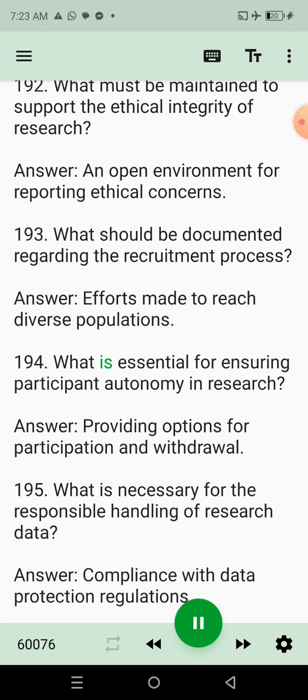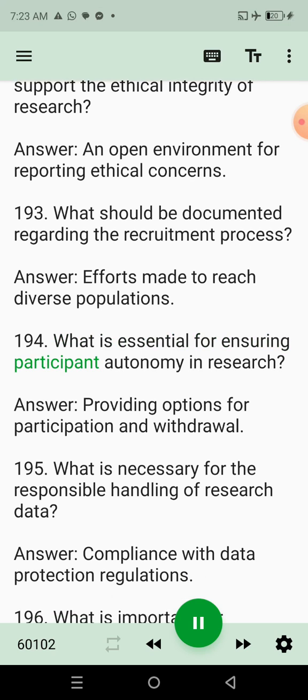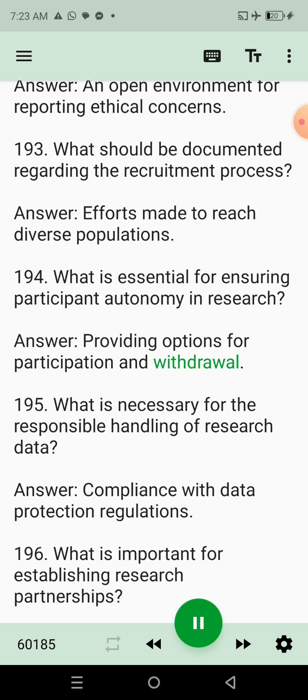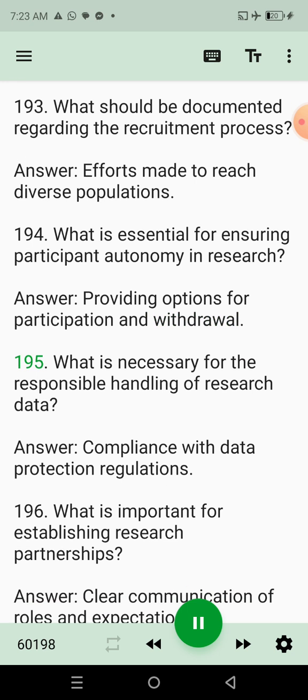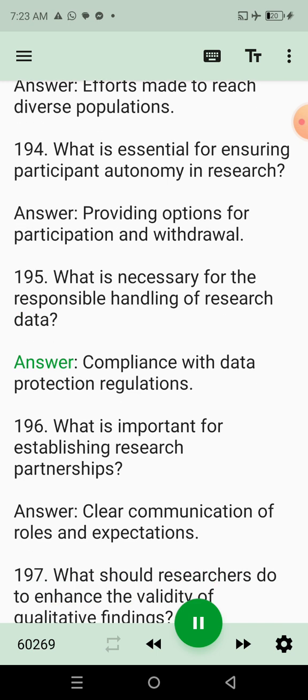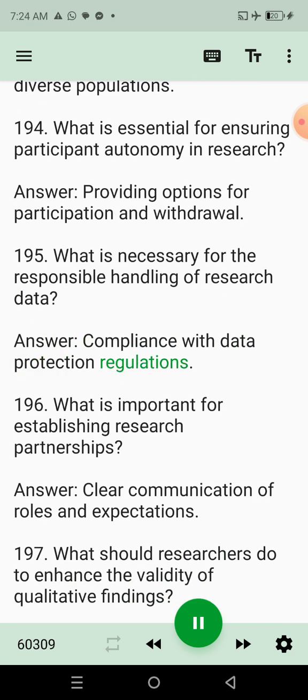194. What is essential for ensuring participant autonomy in research? Answer: providing options for participation and withdrawal. 195. What is necessary for the responsible handling of research data? Answer: compliance with data protection regulations.